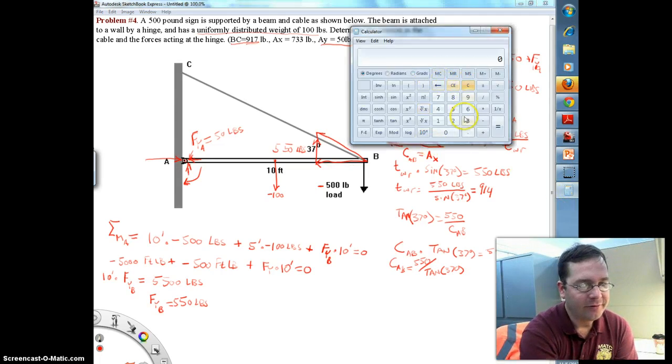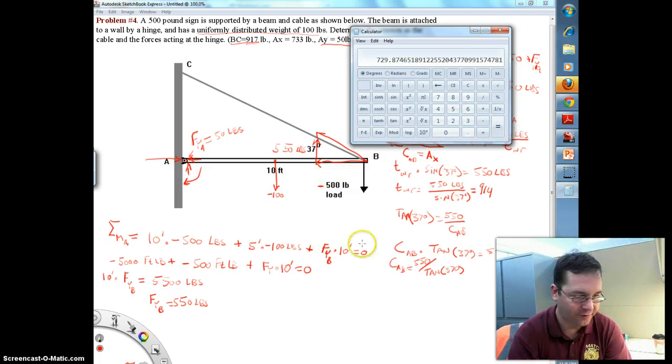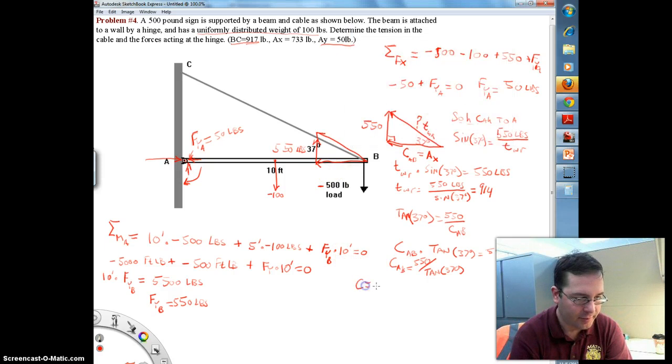So again, we'll start with the trigonometric function, so 37 degrees into the tangent, and we're going to take the 1 over, and we're going to use that to multiply now by 550. And we find that the force, the compression in member AB, is approximately equal to 730 pounds.